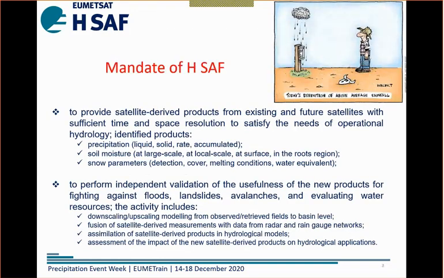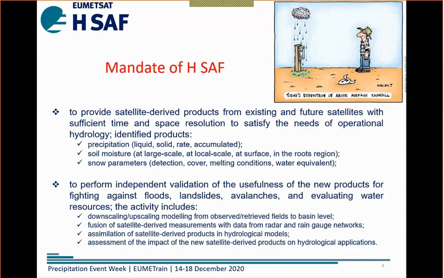For this reason, HSAF started as a satellite application facility dedicated to hydrology. It started in 2005, so it belongs to the central services of EUMETSAT together with 7 other SAFs. It was created to provide satellite-derived products from existing and future satellites with sufficient time and space resolution to satisfy the needs of operational hydrology. And so together with precipitation, we also have products based on soil moisture and snow.